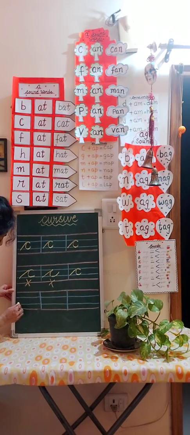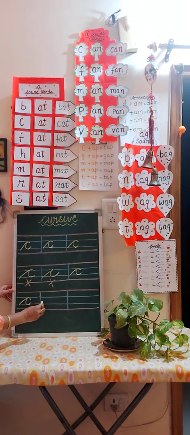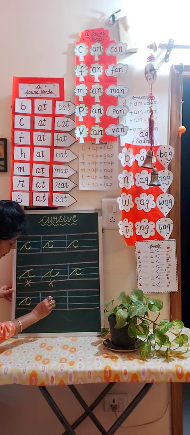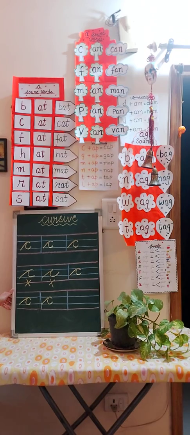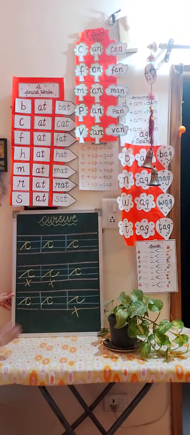Let us do it once again. Starting from the dot, slant up, down, turn, blue line, go up. Slant up, down, turn, touch the blue line, go up. This is the pattern of C. You will not write like this. This is wrong pattern. This one is the right pattern of writing C. This way you have to write.